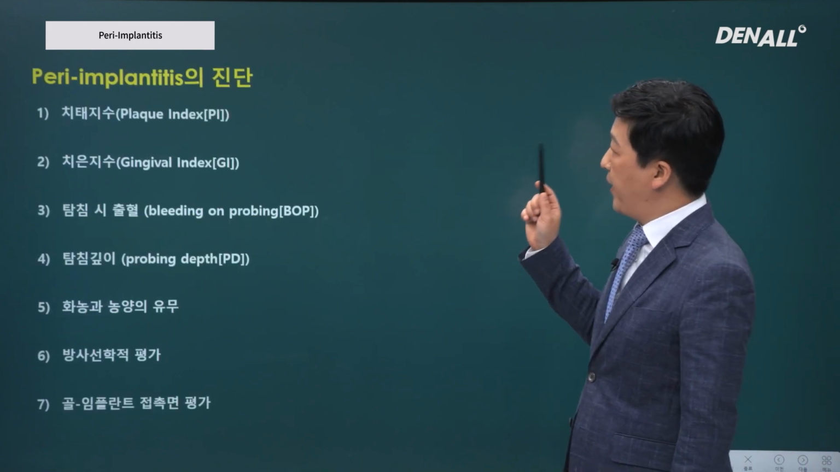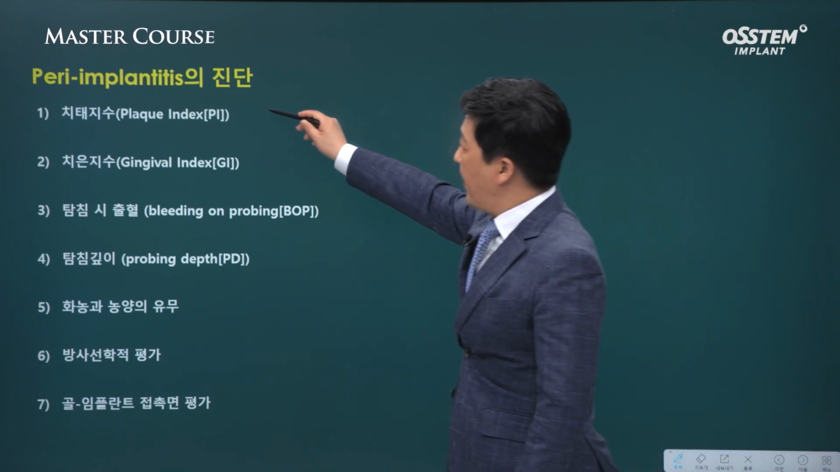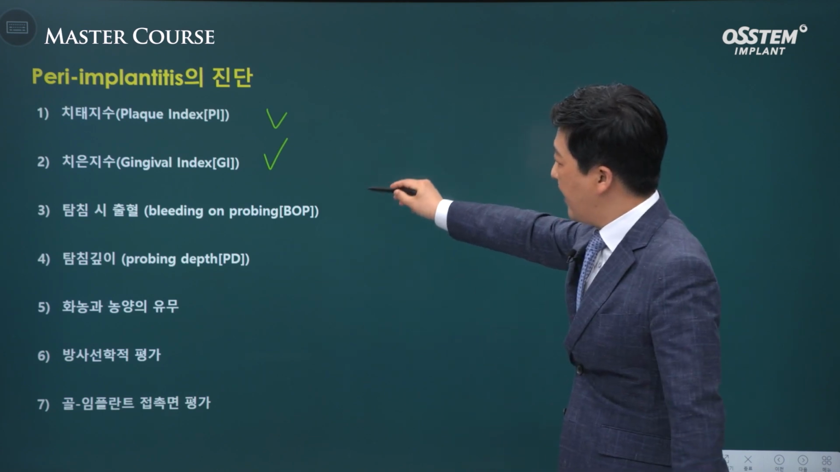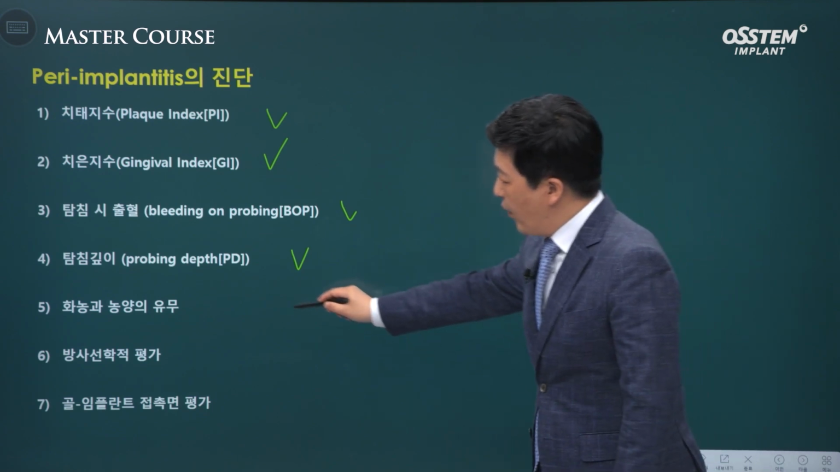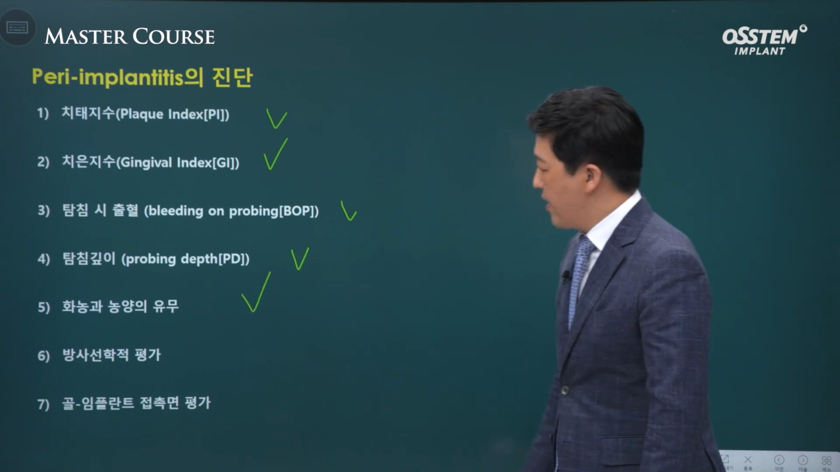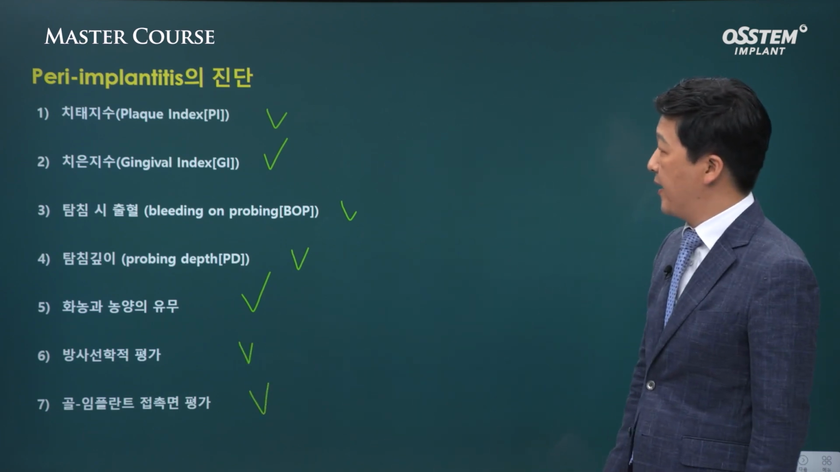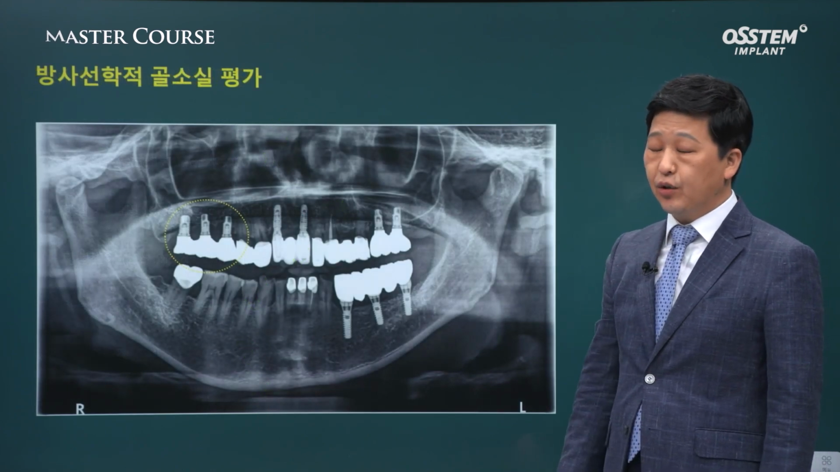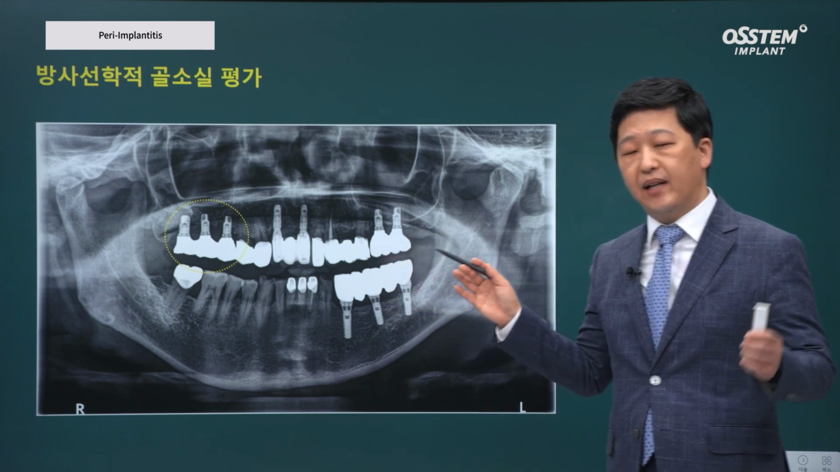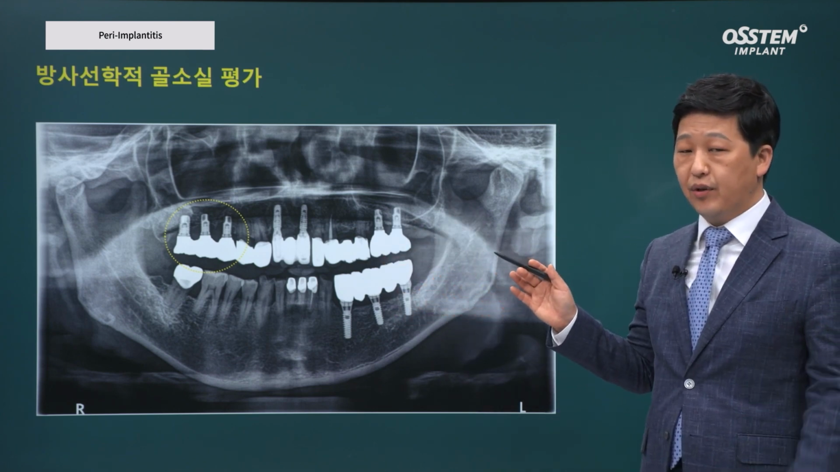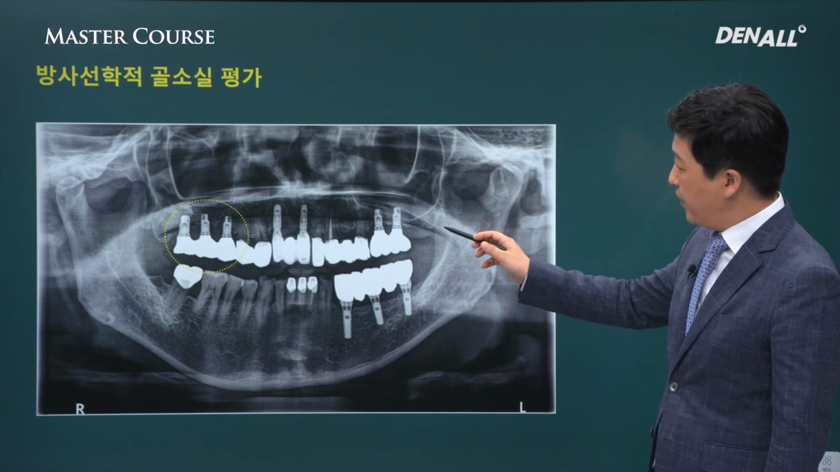How do we diagnose peri-implantitis? You can use different tools to diagnose peri-implantitis. You can use plaque index, gingival index, bleeding on probing, existence of suppuration and abscess, radiological evaluation, and proximal surface evaluation. We do not use all these tools. Most intuitively, we can check using the X-ray image to see if peri-implantitis is advancing.